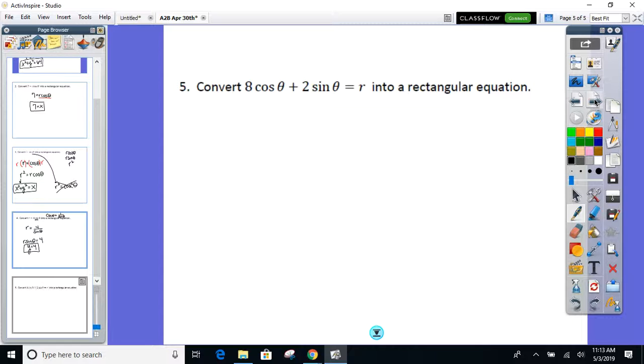Cosine and sine in the same problem. I have belief in you, though. Can you get me an R cosine? Can you get me an R sine? Can you get me an R squared? Can we do it? Nothing? Yeah, it does, except I need X's and Y's. I can't have R's and thetas.